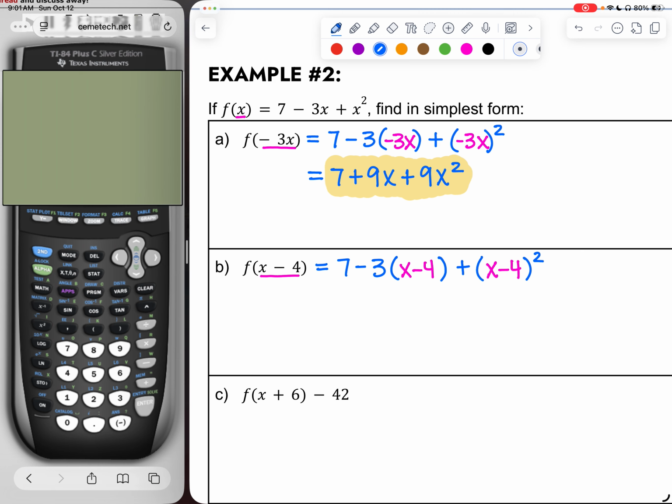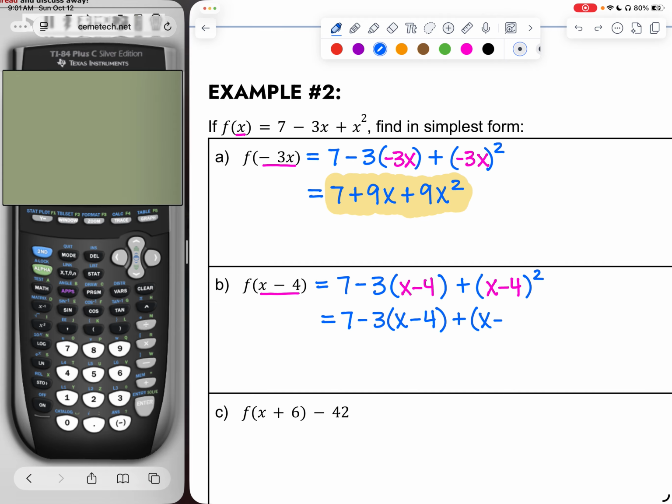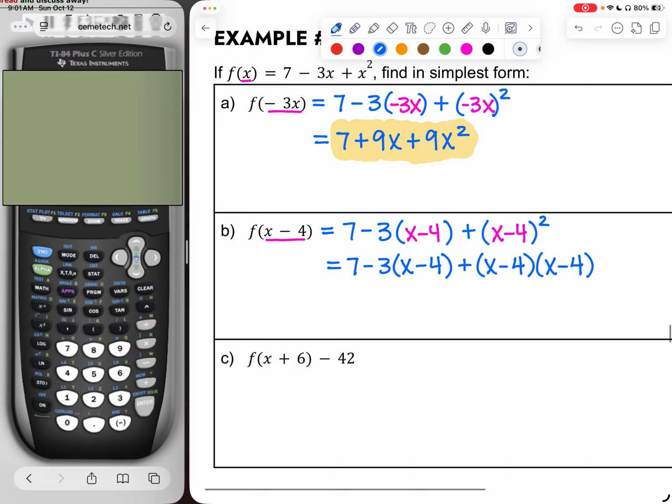Now you should know when you have a binomial square, that means you write something twice. So this is 7 minus 3 times x minus 4, plus x minus 4 times another x minus 4, because squaring something means to multiply by itself. So then what we do is we start simplifying.